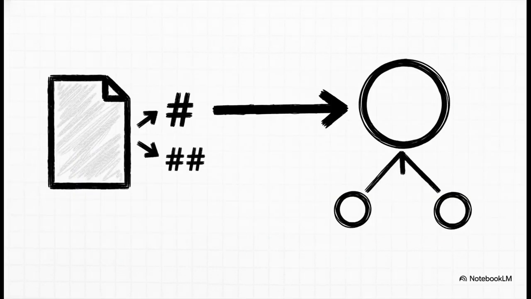So, you might be wondering, how is this tree even generated? Well, for structured documents like Markdown, it's actually beautifully straightforward. PageIndex just uses the document hierarchy that's already there. A single hash, or a chapter title, becomes a level 1 node. A double hash, a section, becomes a level 2 node, and so on. It's leveraging the structure you've already created, instead of just blowing it all up with chunking.